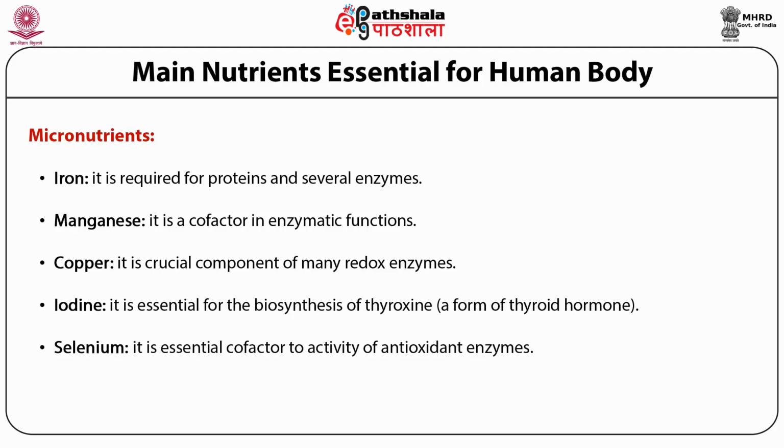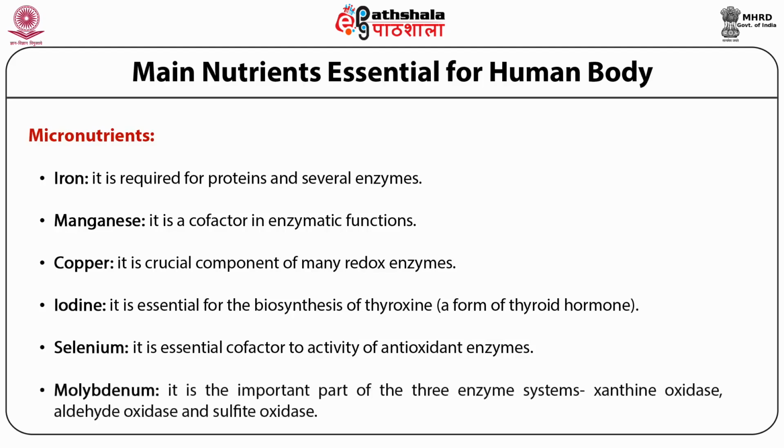Selenium is an essential cofactor to the activity of antioxidant enzymes. Deficiency of it leads to Keshan disease and Keshan-Beck disease. Excess of selenium leads to garlic-smelling breath, gastrointestinal disorder, sloughing of nails, hair loss, fatigue, irritability, and neurological damage. Molybdenum is an important part of three enzyme systems: xanthine oxidase, aldehyde oxidase, and sulfite oxidase.